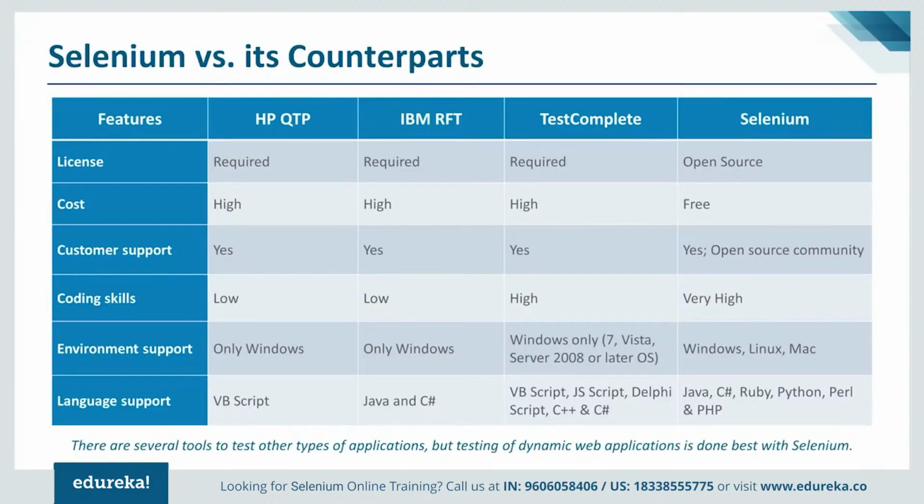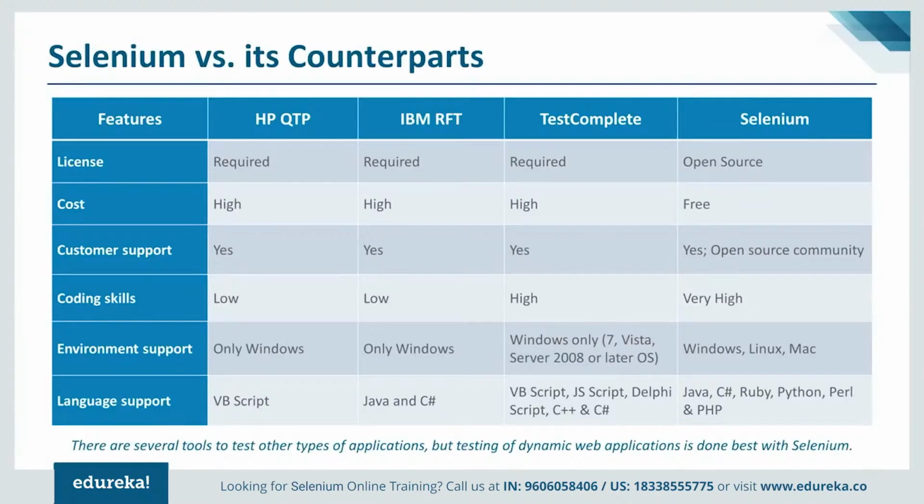So QTP, RFT, and Test Complete are also automated testing tools and are among the very best based on industry standards. QTP stands for Quick Test Professional and RFT stands for Rational Functional Tester. I've gone ahead and put them all into a table so that it's easy for us to compare.